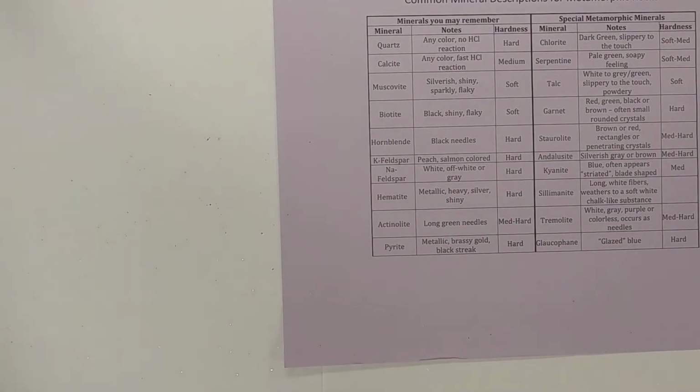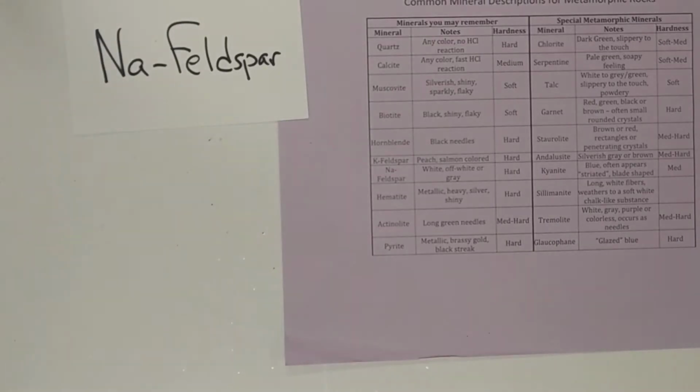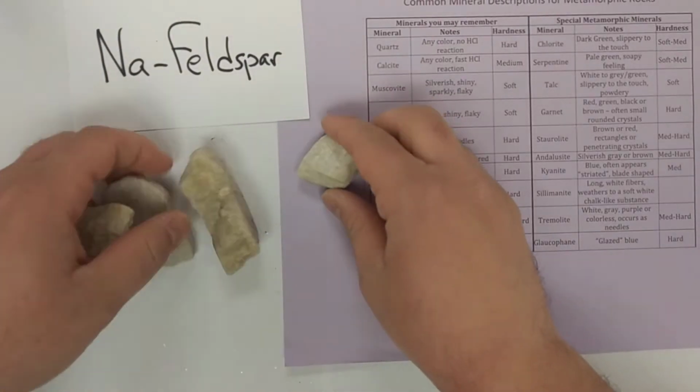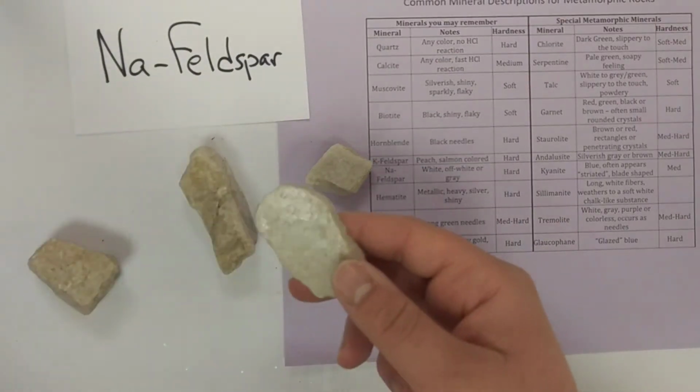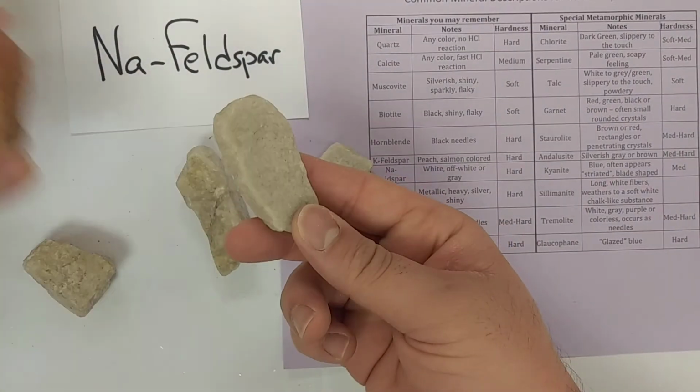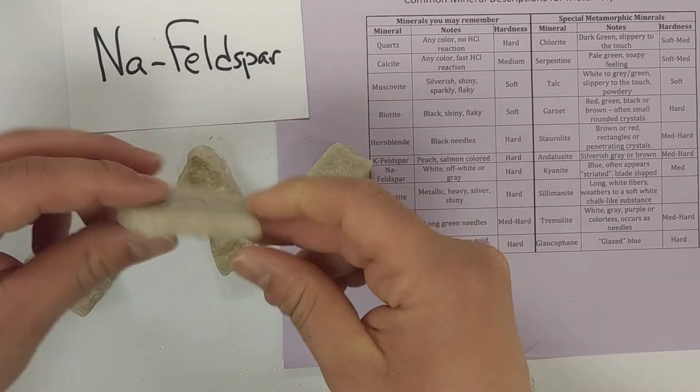Similarly, sodium feldspar can also be found in a lot of these nice metamorphic rocks. So it looks just like potassium feldspar except it's white to off-white.